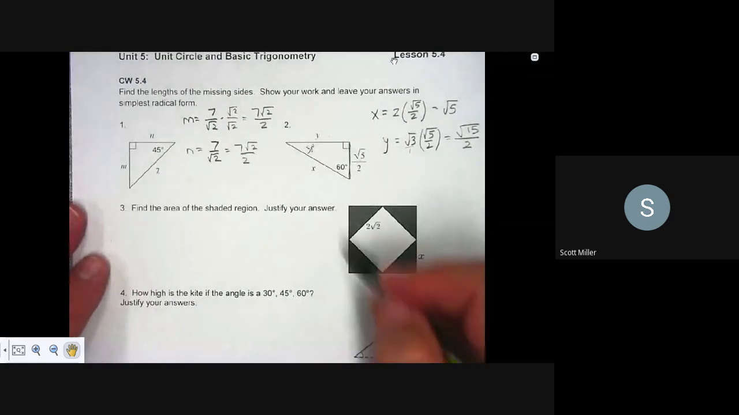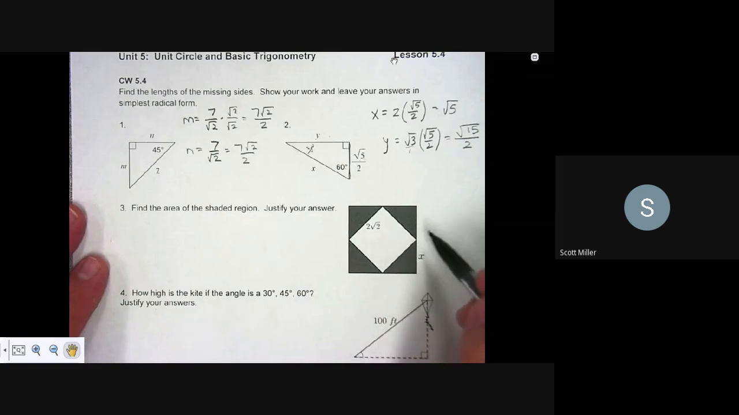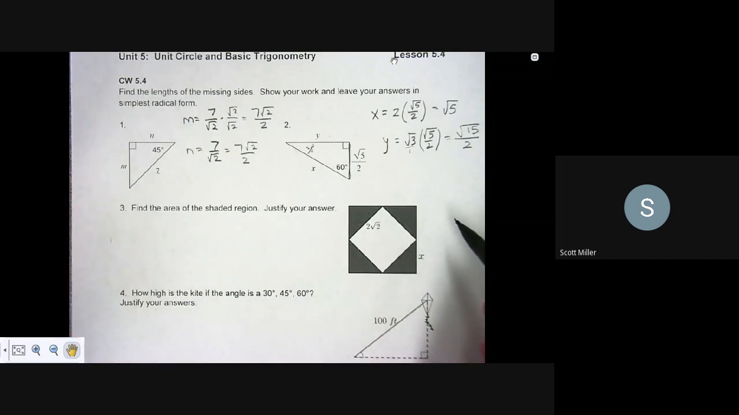A lot of times you'll see these kind of pictures and stuff on standardized tests that say find the area of the shaded region, and it's really a question about special right triangles.